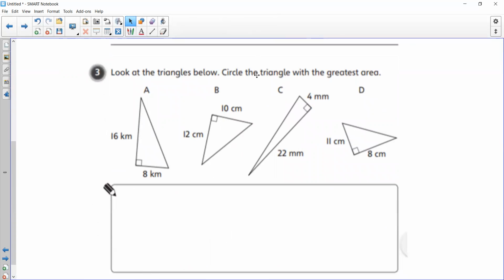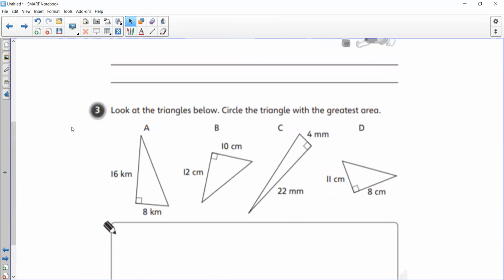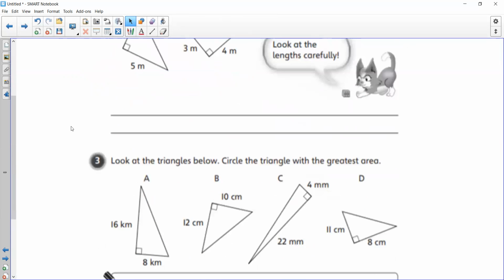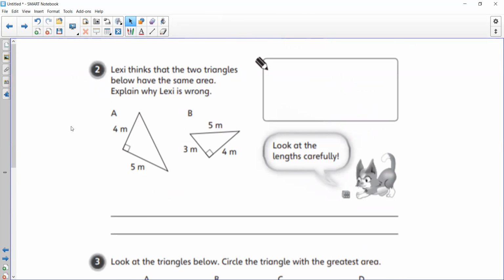And then we've got these ones here. Can you work out, circle the triangle with the greatest area? So work out A, work out B, work out C, work out D, and then circle the triangle you think got the biggest area. Okay, so pause the video on all your questions, answer them, and then we'll go over to the answers.